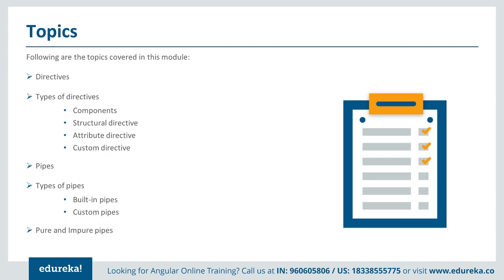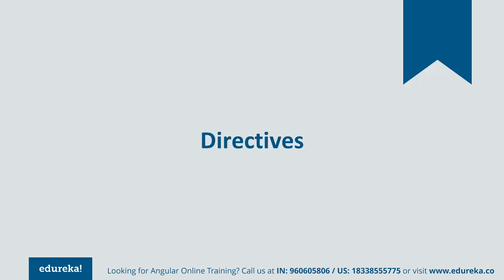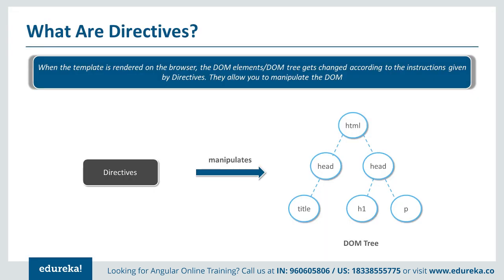So we'll be using pipes. Types of pipes: built-in pipes, custom pipes. Directives: apart from built-in directives, you can also develop your own directive. How? And pure and impure pipes. What kind of pipes? Different types of pipes. What is a pure pipe, an impure pipe? Directives. So what are directives?